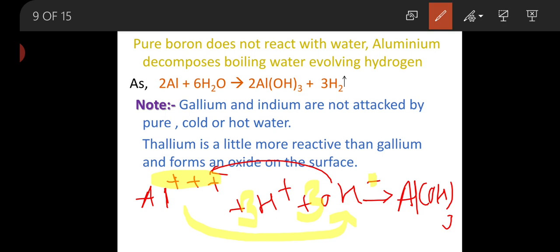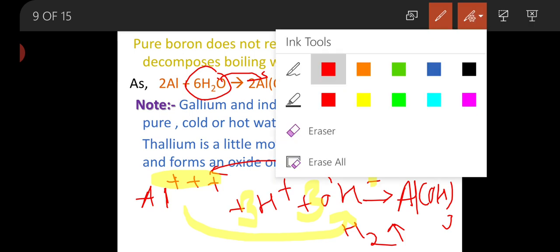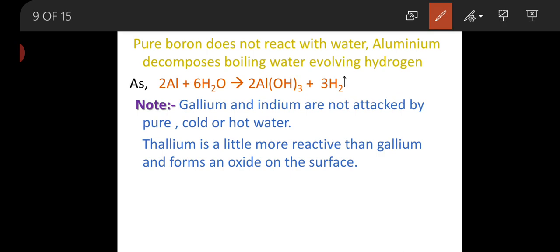This is the balanced reaction, and it liberates hydrogen gas, H2. So to balance this equation, we have taken 3 moles of H2, and OH is also considered as 3, so 3 plus 3 is 6 moles here. That is, 1 aluminum requires 6 moles of water molecules, which forms aluminum hydroxide with liberation of 3 moles of hydrogen gas. Is that clear? Okay, this is the simple reaction for aluminum.